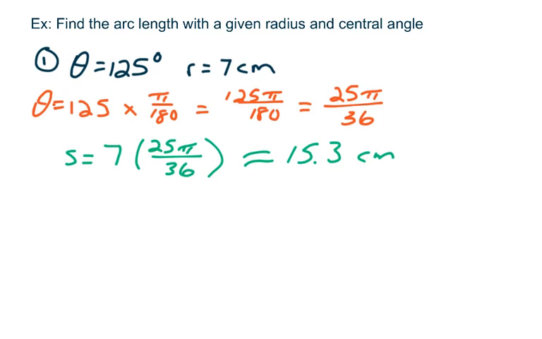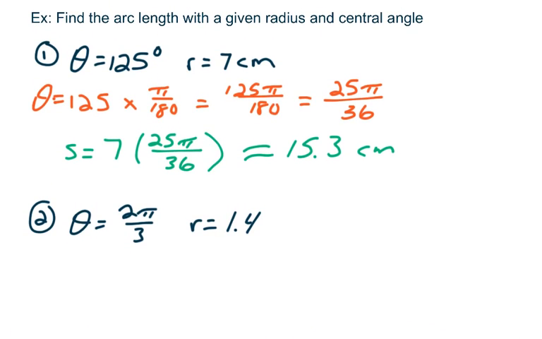Let's try another one here, number 2. Our angle is 2 pi over 3. So this is already in radians. We're not going to need to do any converting. And our radius here is 1.4. It doesn't give us a unit, so we'll just say 1.4.